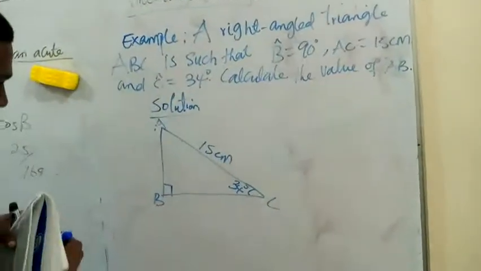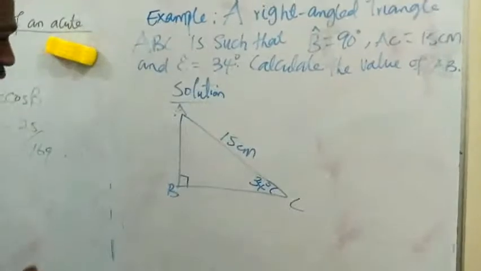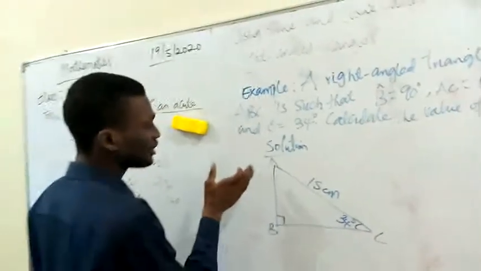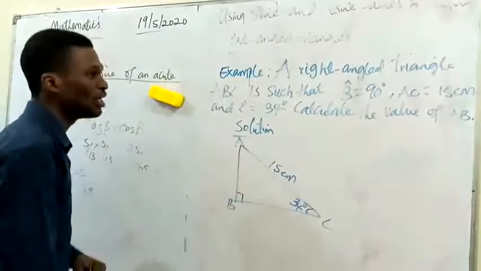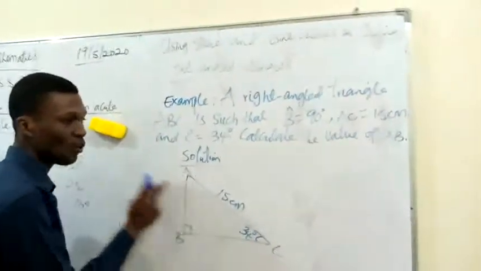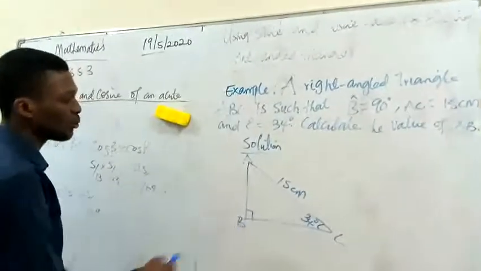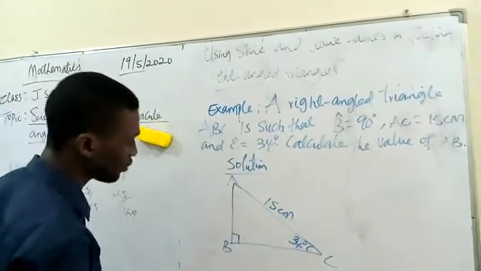Now, for us to do this, we use our trigonometry. We cannot apply Pythagoras rule here because we only have one side. As I was explaining earlier on, we can only apply Pythagoras rule if we have two sides and one unknown. So in this case, we use our trigonometry.